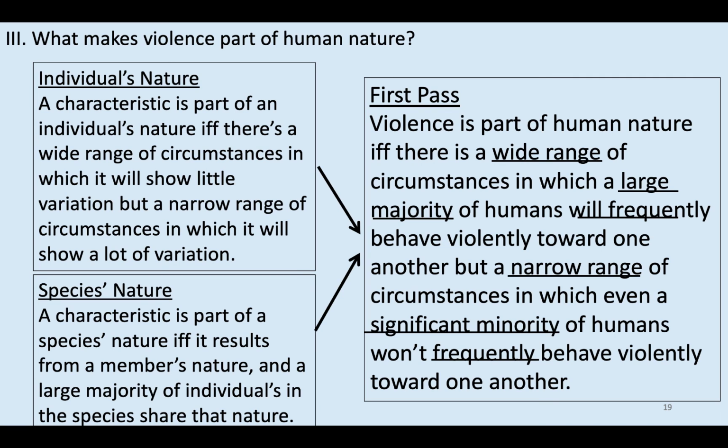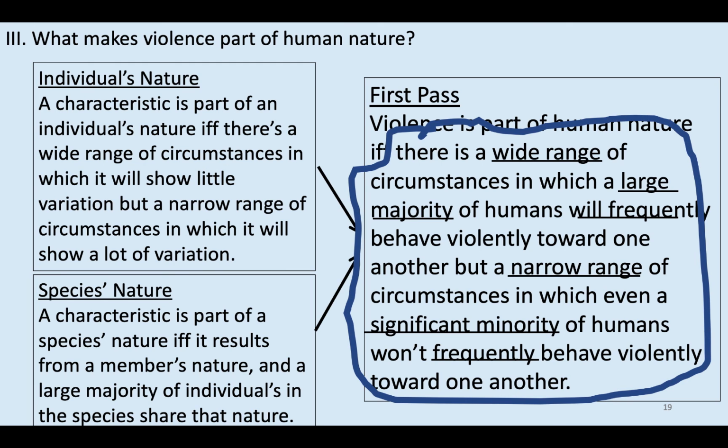Now, this vagueness makes the definition or the specification non-ideal, but we're just going to leave the specification vague and try and make sure that the vagueness doesn't interfere with the way that we're classifying things, with the way that we're thinking about whether violence is part of human nature. So this is the specification that we'll use. This is the claim that will be sort of on the table. So when we say Hobbes thinks that violence is part of human nature, we're saying he thinks that there is a wide range of circumstances in which a large majority of humans will frequently behave violently towards one another, but a narrow range in which they won't. And when we say that Zinn thinks there's no evidence that violence is part of human nature, we're saying he thinks there's no evidence that this claim is true.